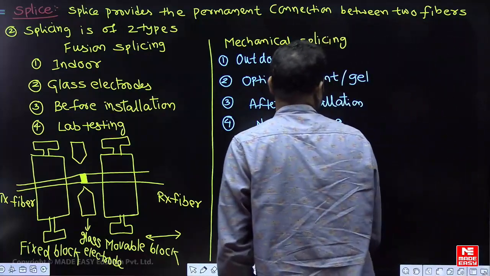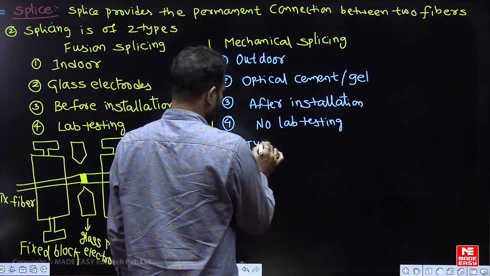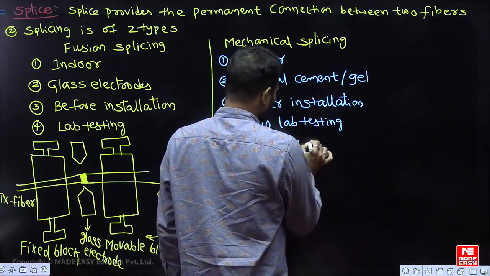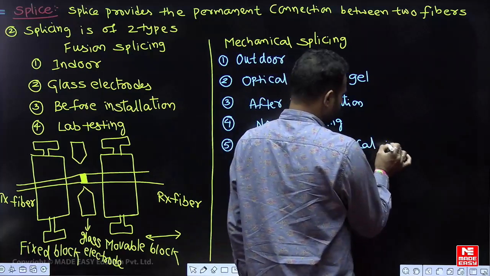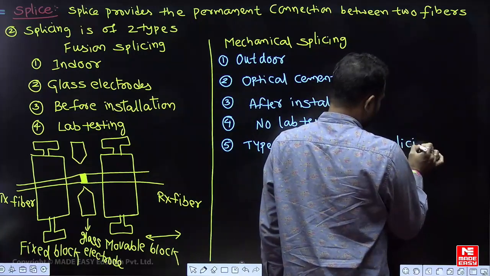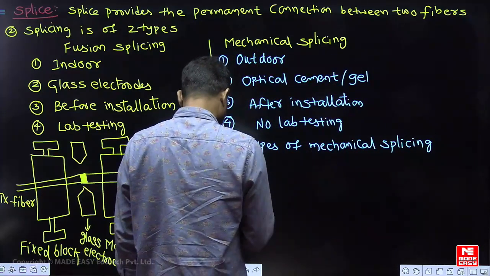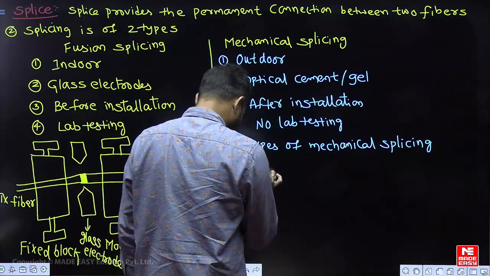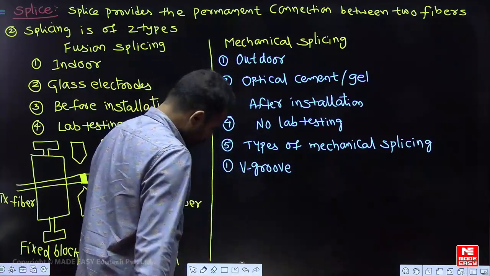Now I will explain the types of mechanical splicing. So the fifth point is types of mechanical splicing. All of you please concentrate. Types of mechanical splicing, dear students. The first one is called the V-groove.